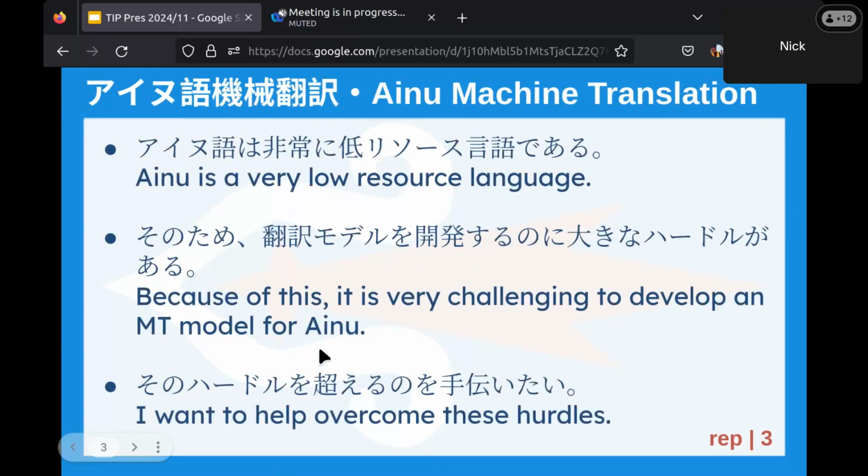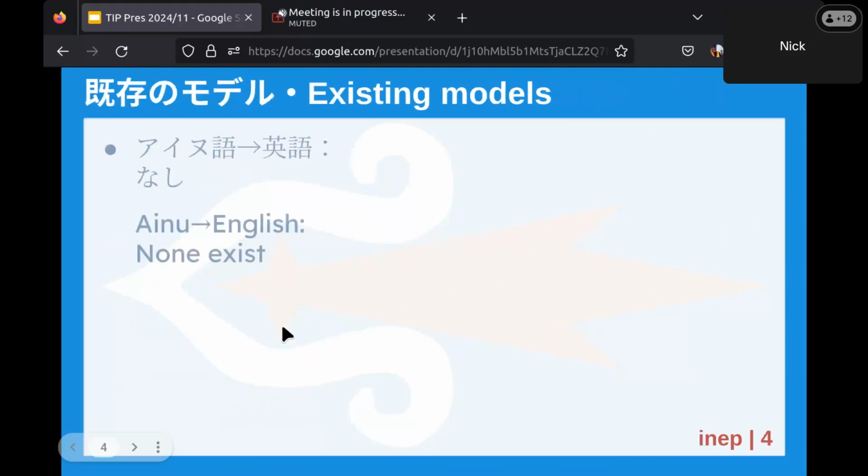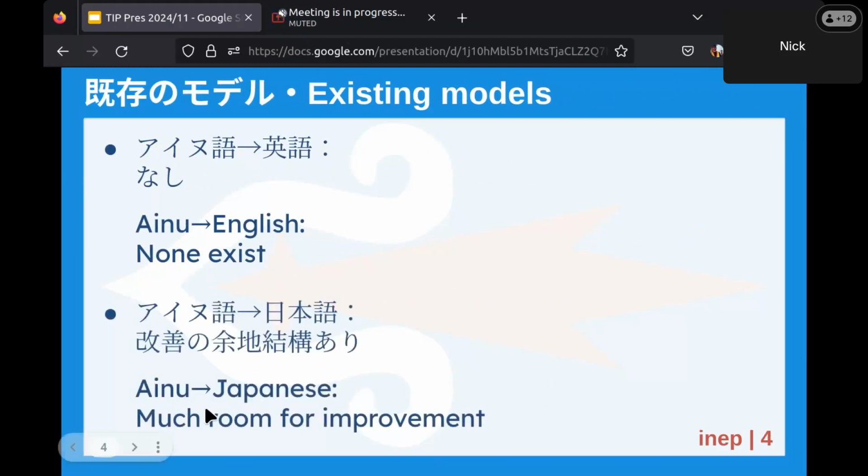So let's look back at those previous sentences. First off, there is no Ainu to English translation model that I could find. And there are a few Ainu to Japanese translation models, but there's a lot of room for improvement.